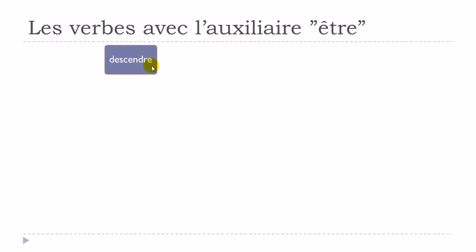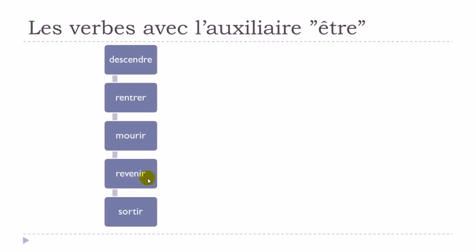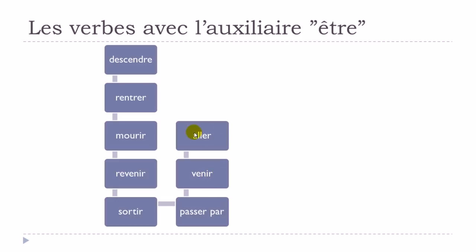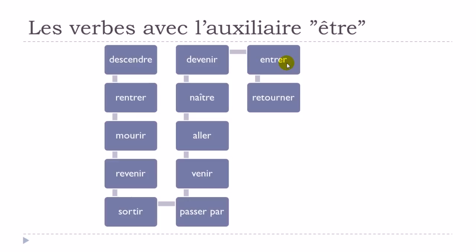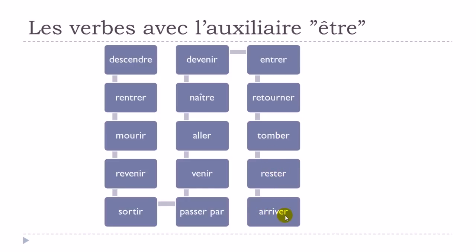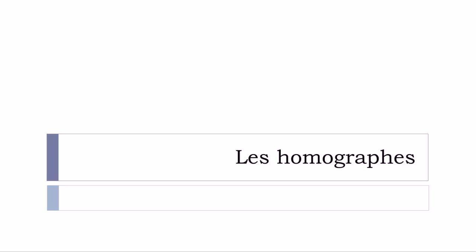The first one is descendre. After that, we'll have entrer. Then mourir. Revenir. Sortir. Passer par. Venir. Aller. Naître. Devenir. Entrer. Retourner. Tomber. Rester. Arriver. Monter. Partir.